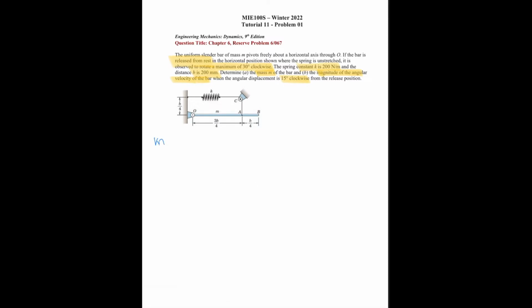Okay, so first of all, we need to write our known variables. Initially the velocity is 0, and the extension of the spring also is 0 because it's unstretched. The maximum rotation is going to be 30 degrees clockwise. The spring constant is 200 newtons per meter, and the distance B is 200 millimeters, or 0.2 meters.